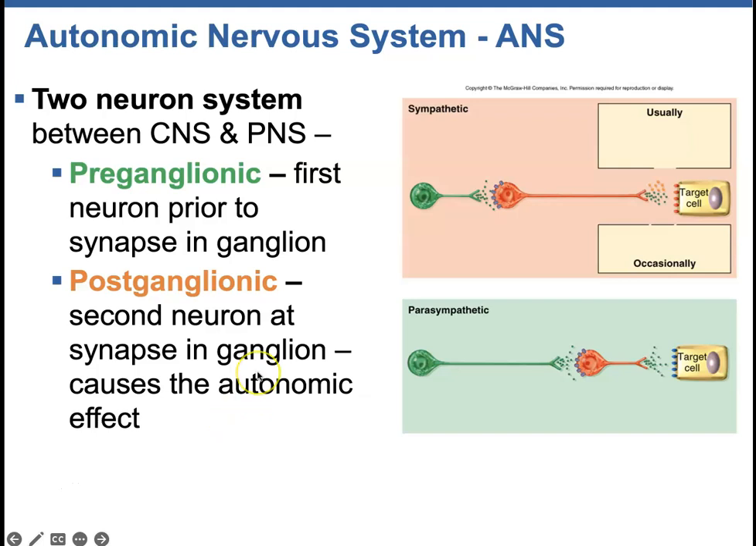So when we look at what we call the two-neuron system, both sympathetic and parasympathetic have a preganglionic neuron, what you see here in the green, and a postganglionic neuron. So this preganglionic neuron will secrete its neurotransmitter onto the postganglionic neuron, and this neurotransmitter will land on these receptors that you see on the postganglionic neuron and stimulate it. And then at the end of the postganglionic neuron, it will secrete a neurotransmitter that ends up affecting the target cells of that organ.